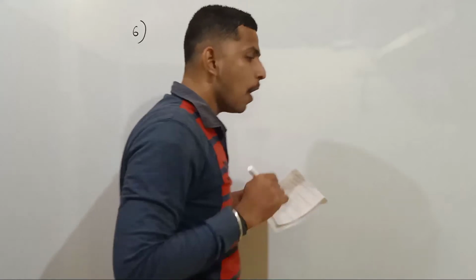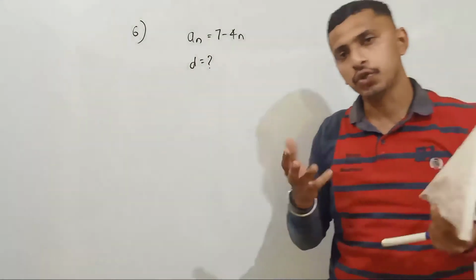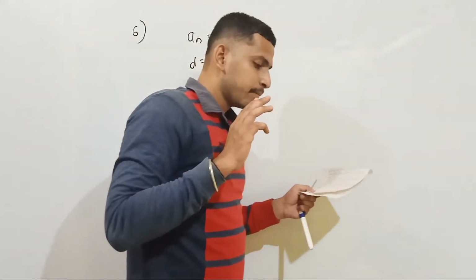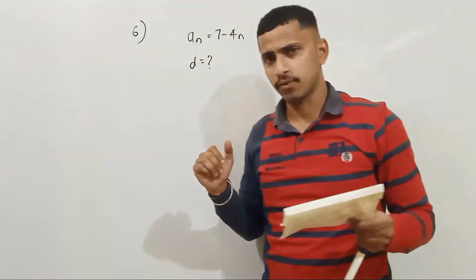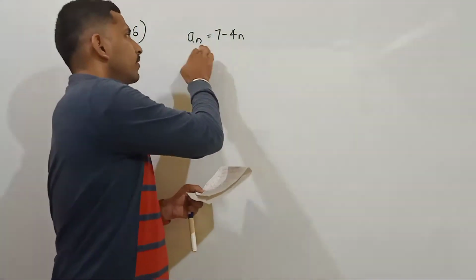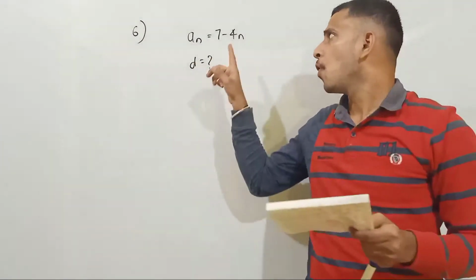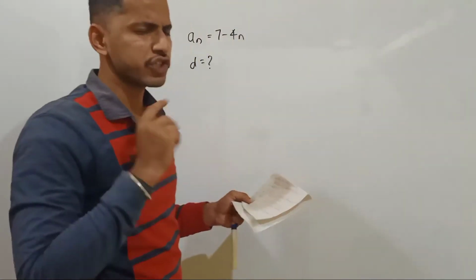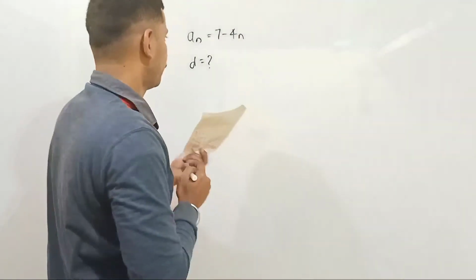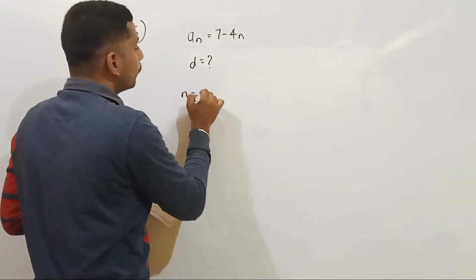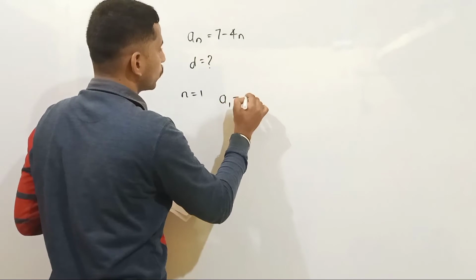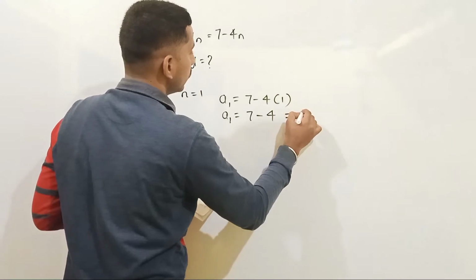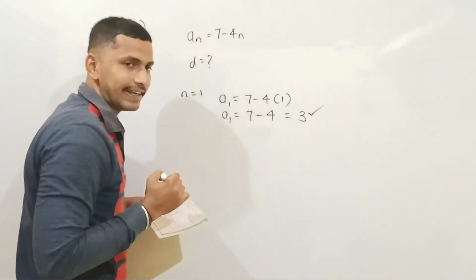How to find the common difference? Before finding the common difference, first we should know the terms, first, second, third and so on. It is not necessary to know more terms. Since it is a general form of AP, that is a_n equal to 7 minus 4n, it is enough to know just the first two terms, that is A1 and A2. We will find them now. When n is equal to 1, A1 is equal to 7 minus 4 into 1. That is A1 is equal to 7 minus 4, that is 3. This is the first term, A1.